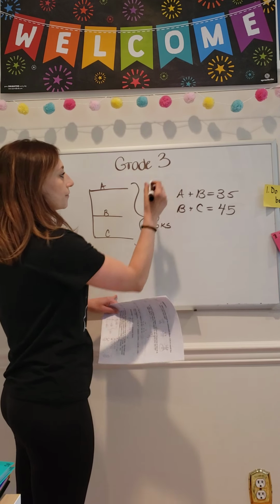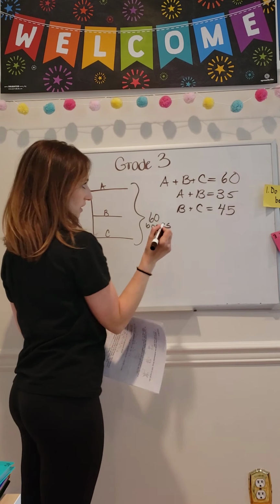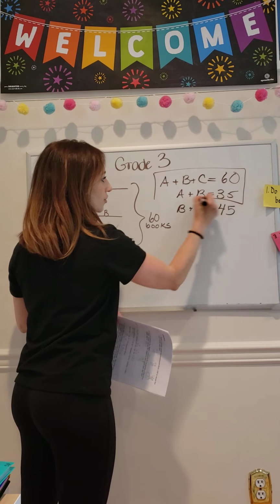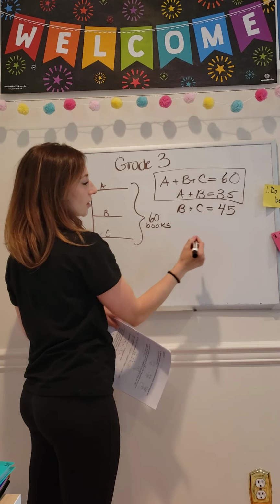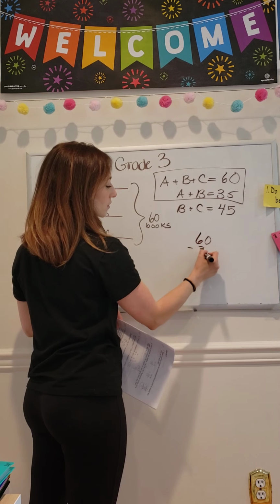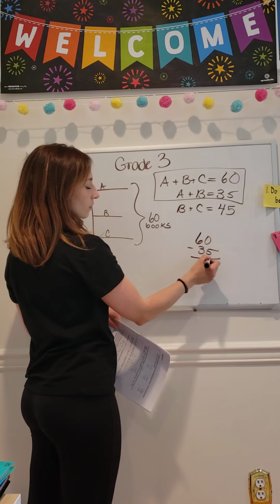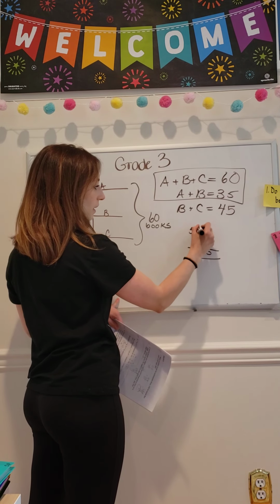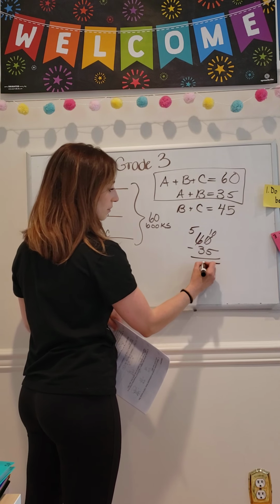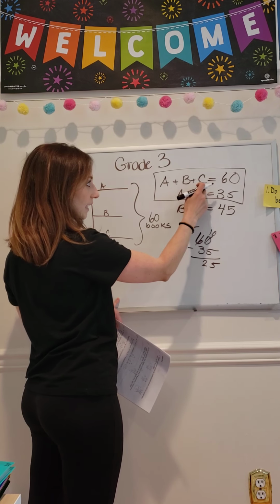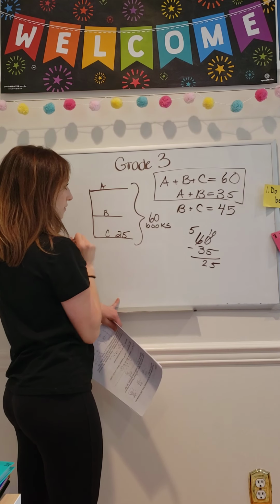So here's what I know. If all of the shelves equals 60, just using these first two statements will help me figure out how many books are on shelf C, because 60 minus 35 would be that mystery number. So 0 minus 5 I can't do. Cross out the 6, make it a 5. 10 minus 5 would be 5. 5 minus 3 would be 2. So shelf C, which is missing from this sentence right here, has 25 books.